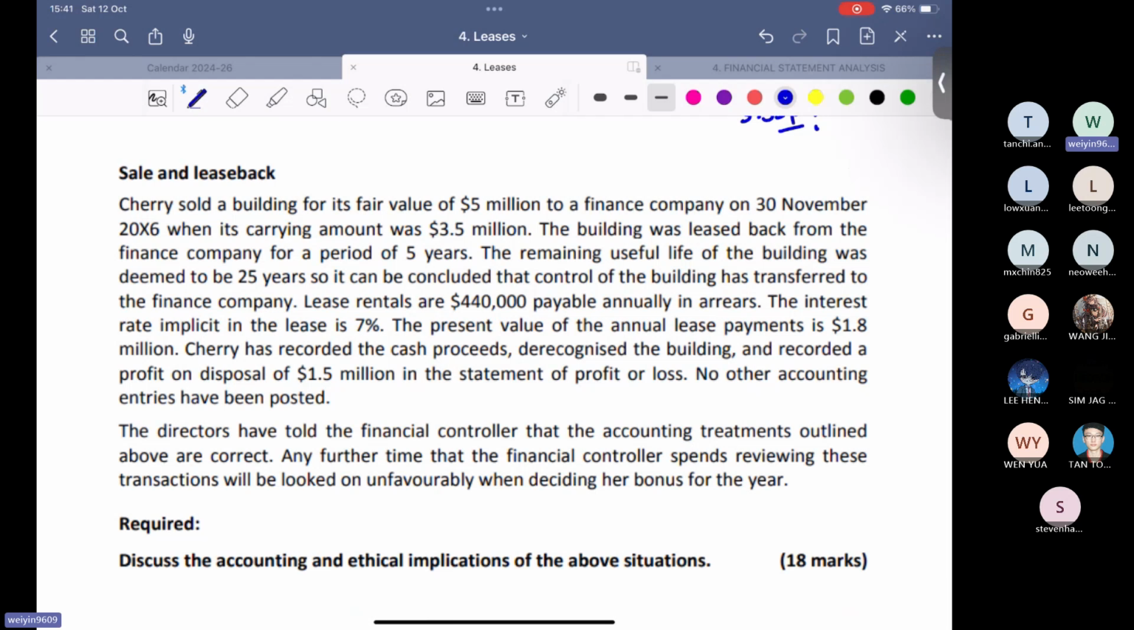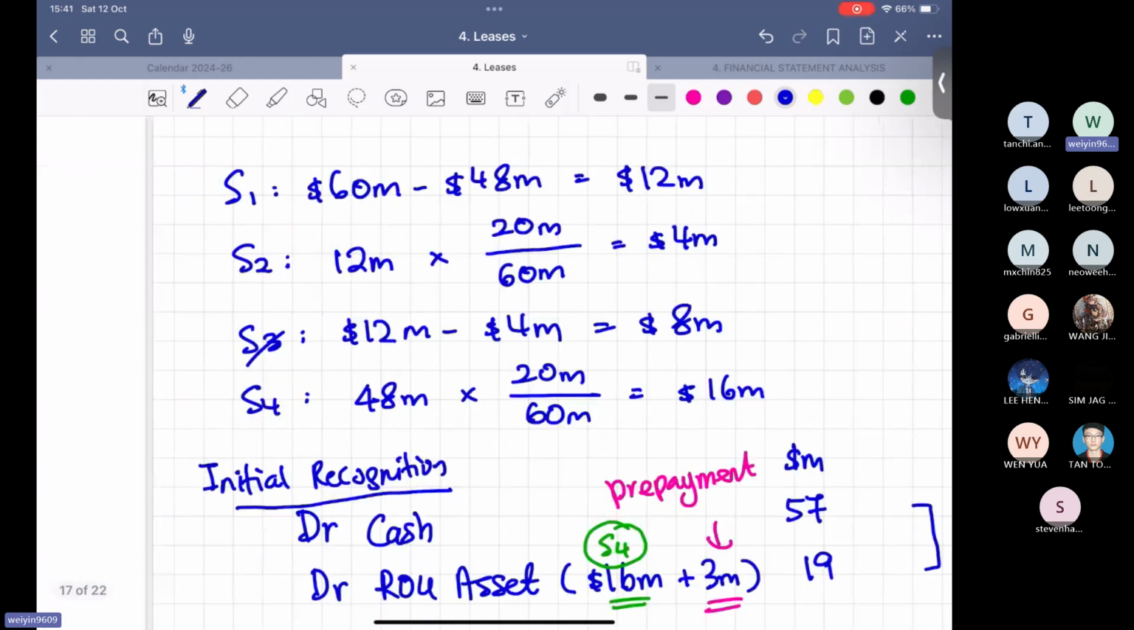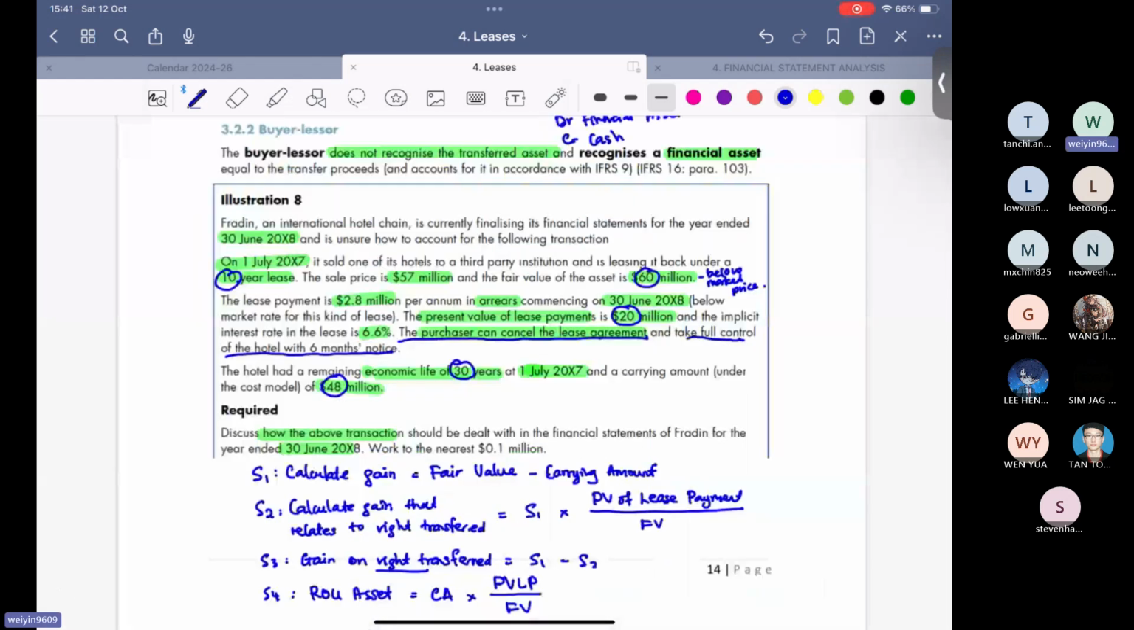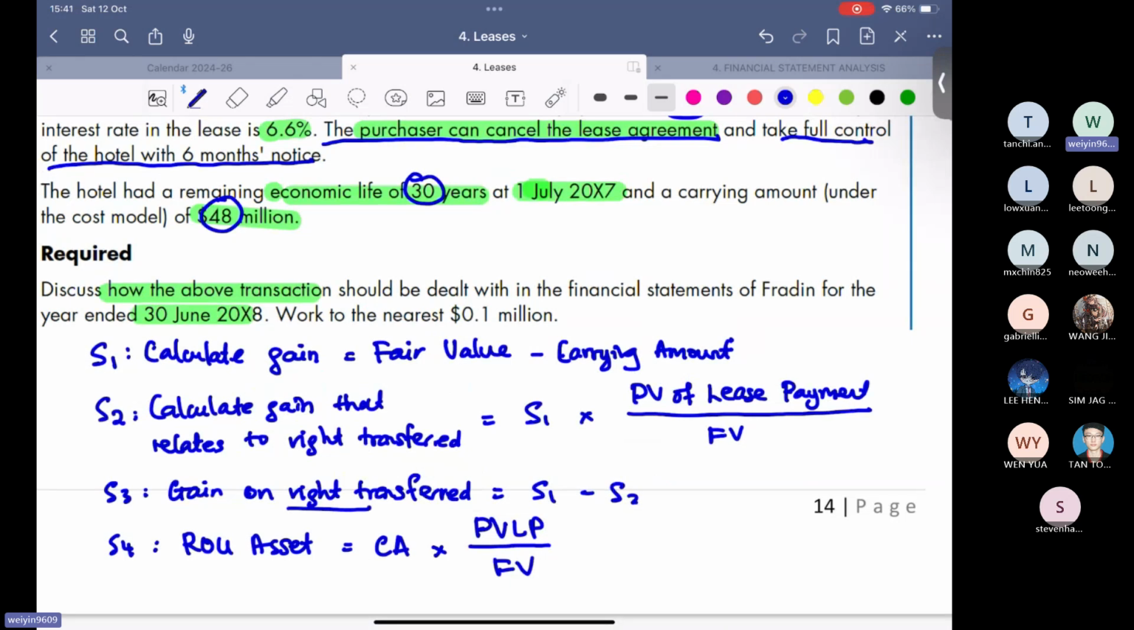You managed to copy the step 1 to step 4? Do you want me to show you the question or these steps? Because I'm not sure whether you managed to copy or not. Do you want to show on this page or the question? Formula or question? Formula. Okay.